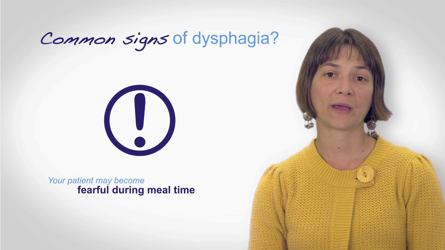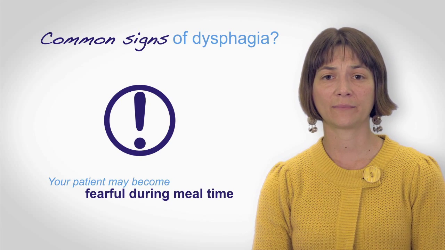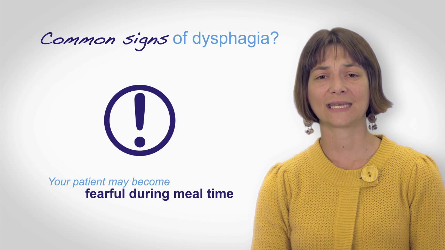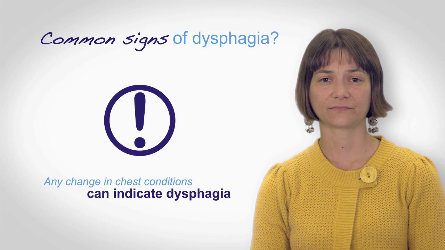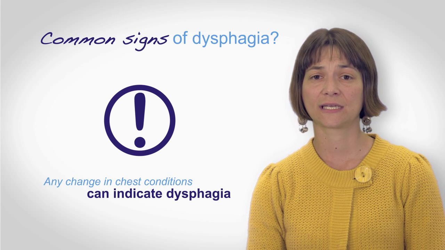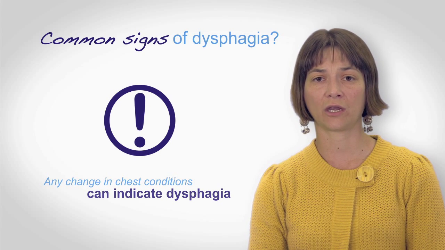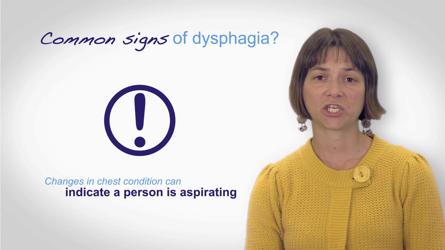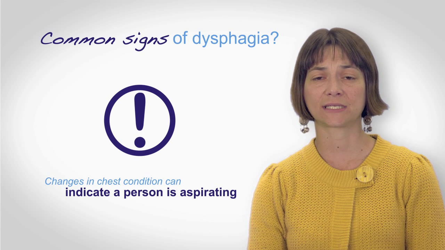You might notice that your patient is becoming fearful during the meal or whilst drinking, starting to refuse intake. Also, any changes in chest condition can indicate dysphagia, such as chest infections or pneumonias. Changes in chest condition can indicate a person is aspirating.